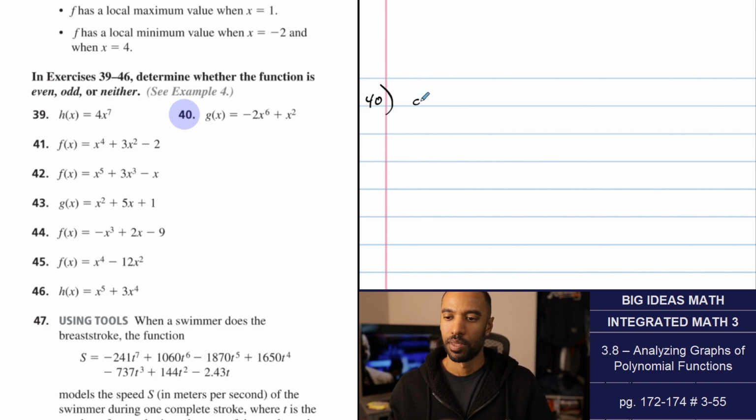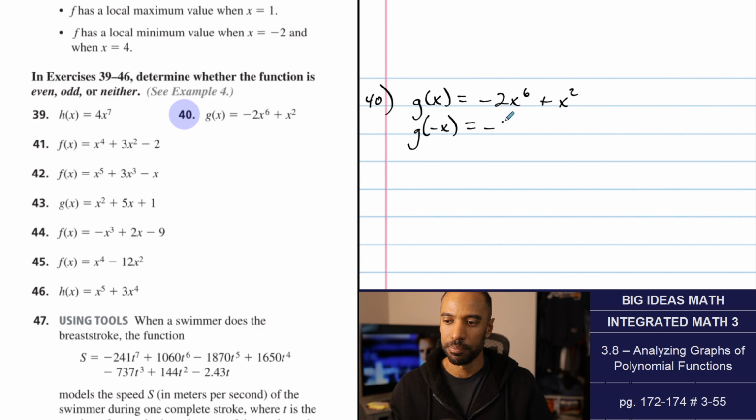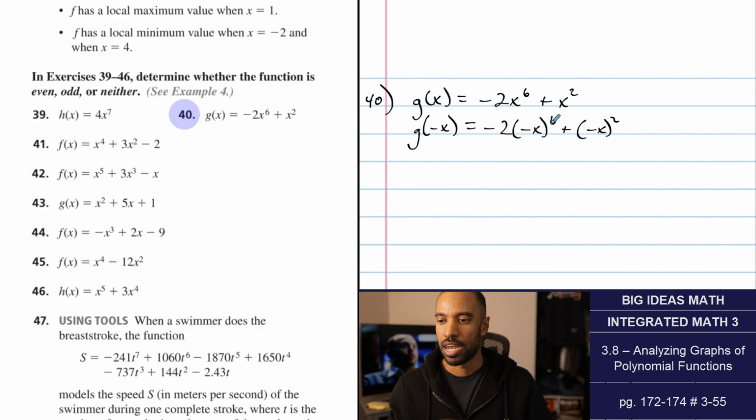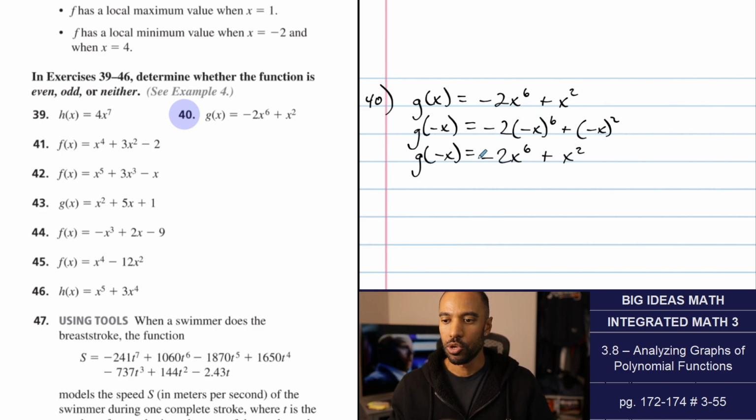Number 40. g of x equals negative 2x to the 6th plus x squared. Once again, substituting negative x into here. And remember to do order of operations, meaning you do the exponent before multiplication. Negative x to the positive 6 is positive x to the 6th power. Multiplied by negative 2 is negative 2 times x to the 6th. So that stayed the same as it did before. Negative x quantity squared is positive x squared. When you add that, it's still plus x squared. What you had before is what you still have now.